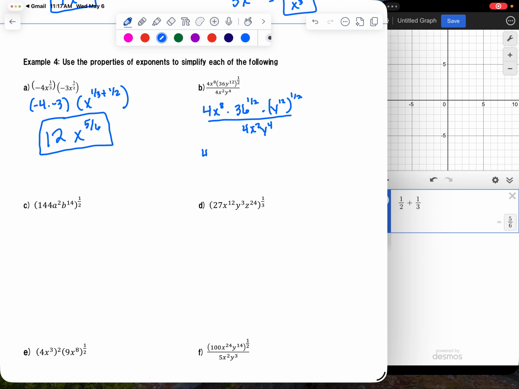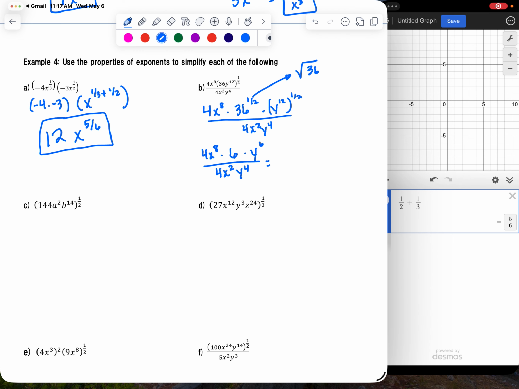We have 4x to the 8 times 36 to the 1/2, which is the same thing as square root 36, which is 6. And y to the 12 raised to the 1/2 power. To raise a power to another power, we multiply the exponents. So 1/2 of 12 is 6. So this would be times y to the 6, all over 4x squared y to the 4.